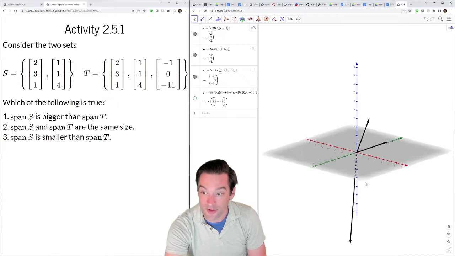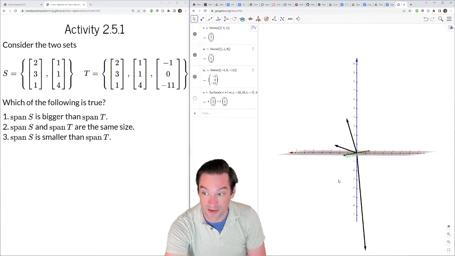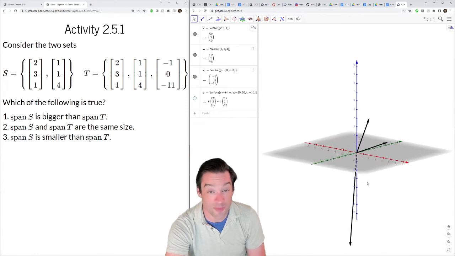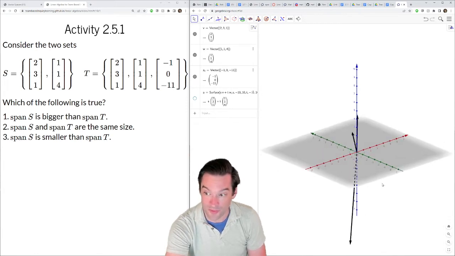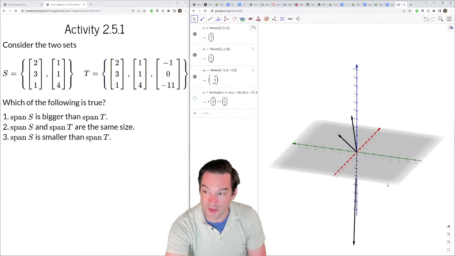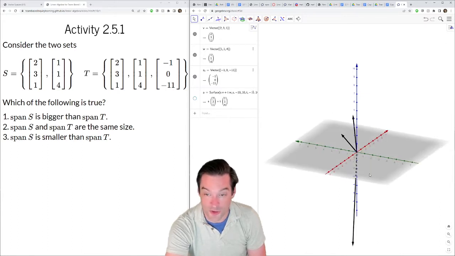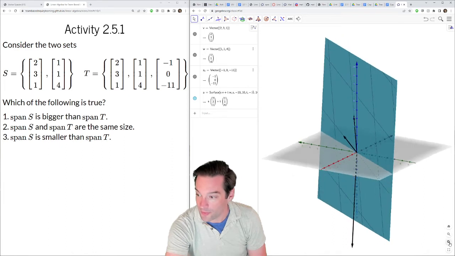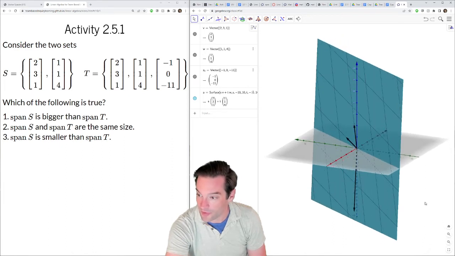Adding new vectors into my set that I'm using to span is never going to give me a smaller span. It's never going to give me a smaller vector subspace than the original span. But it could give me something larger. So what are the circumstances under which I can expect to get a larger subspace when I span? Well, let's take a look. I'm going to zoom out on this a little bit so we can see it a little bit better.